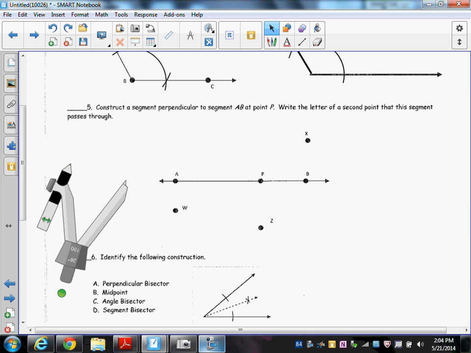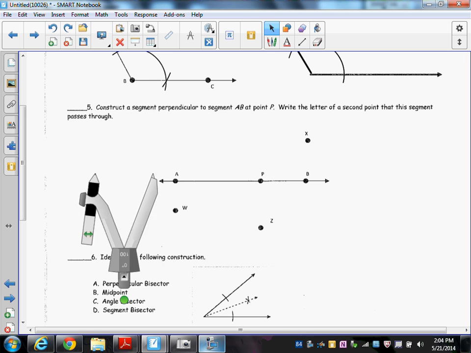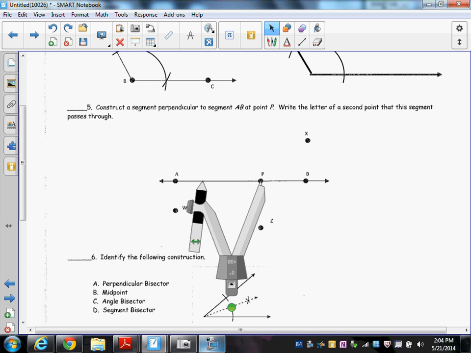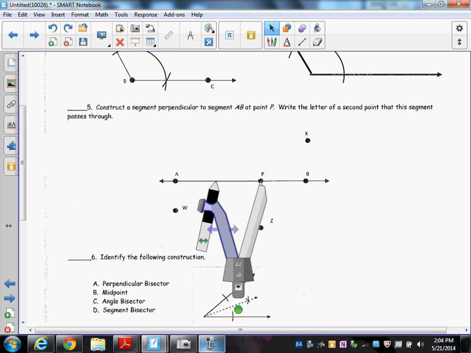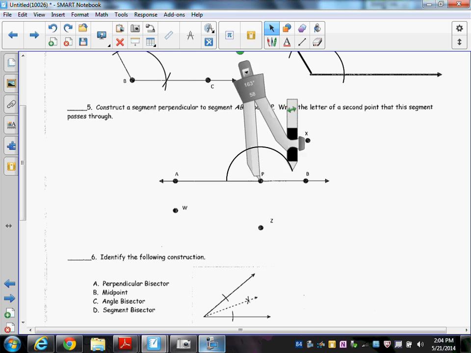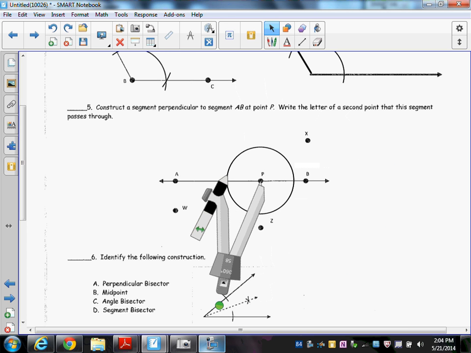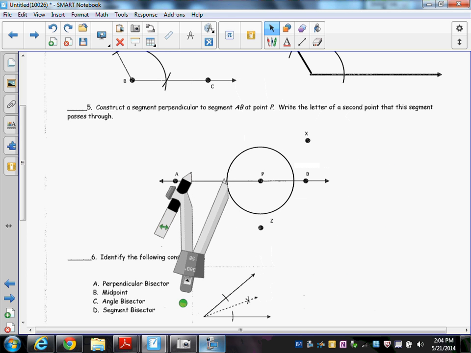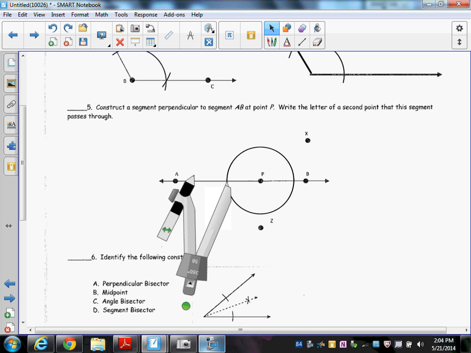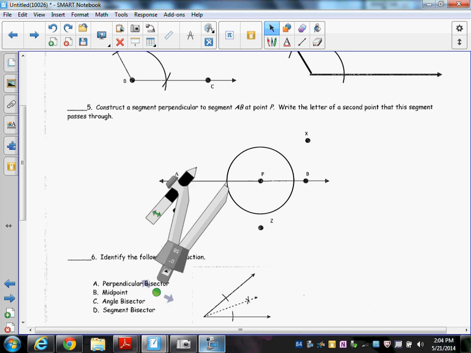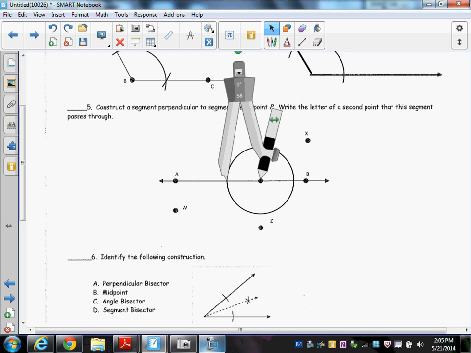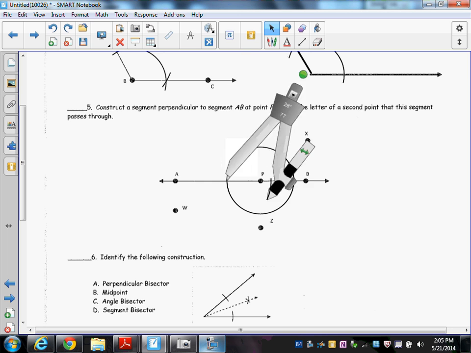Number 5 says construct a segment perpendicular to AB at point P. Write the letter of the second point that the segment passes through. So to do this, we first need to make equidistant points. And then we're just going to make a perpendicular bisector. So what I like to do is make the full circle first. And then you go down here and you're going to make the perpendicular bisector. So you go a little bit past halfway.